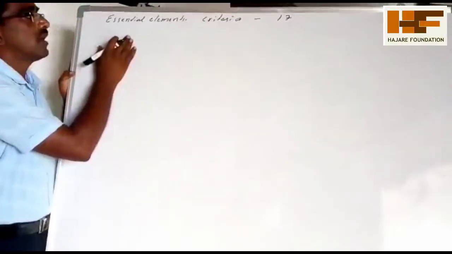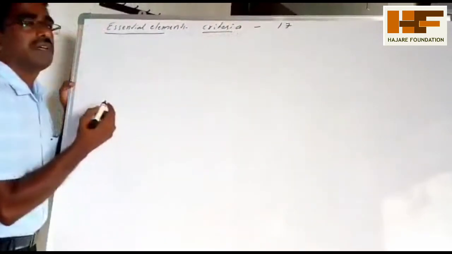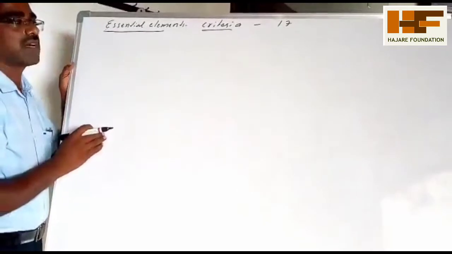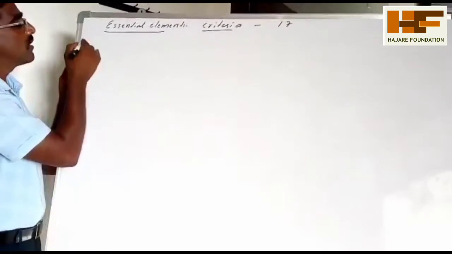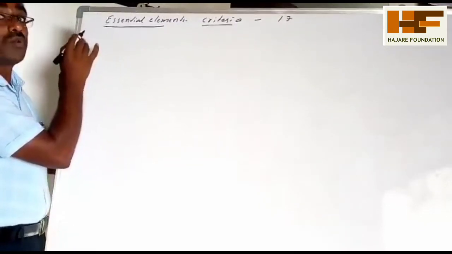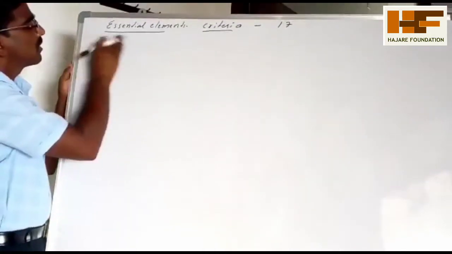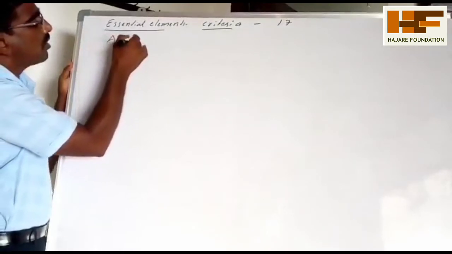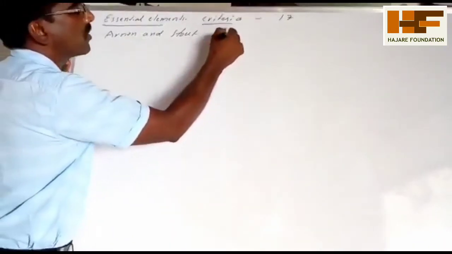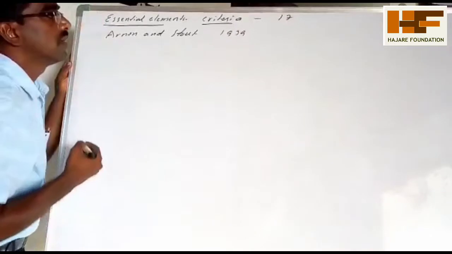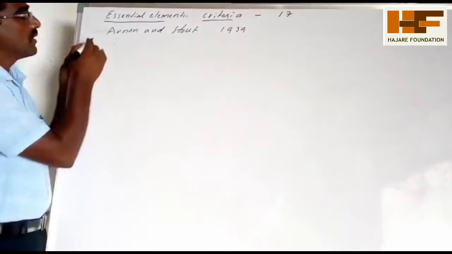Dear students, now we can try to understand the essential elements and the criteria. There are 17 essential elements, which are part of macro elements as well as micro elements. Now, what is the reason a particular element is to be treated as essential? The definition was given by Arnon and Stout in the year 1939 to understand whether an element is essential or non-essential.